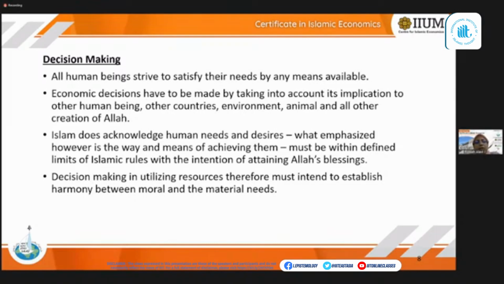So Islam does acknowledge human needs and desires. What is emphasized, however, is the way and means of achieving them. It must be within the defined limits of Islamic rules with the intention of attaining Allah's blessing. So therefore, decision-making in utilizing resources must intend to establish harmony between moral and material needs. Okay, we acknowledge there are material needs, but we also have to take into account the moral needs as well. So when we are balanced in this, then inshallah, the world will be a wonderful place to live, the resources will be utilized in the best manner, societies will get what they want most, and their welfare will be maximized.